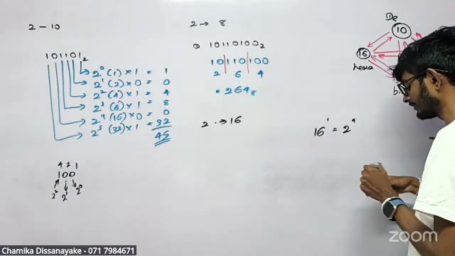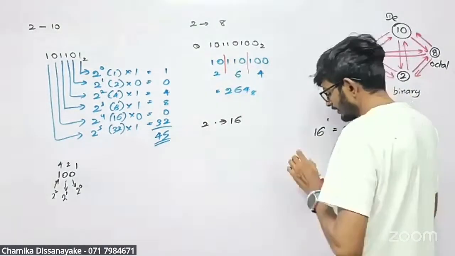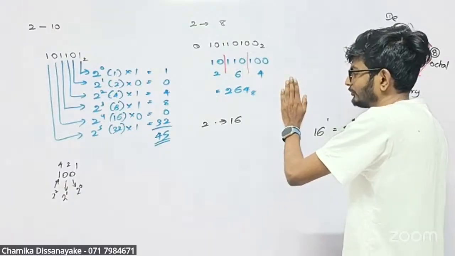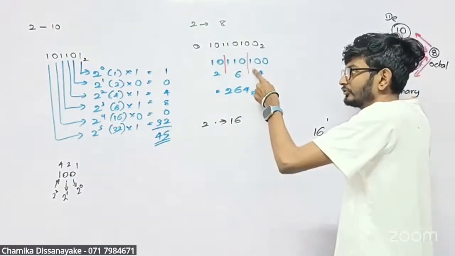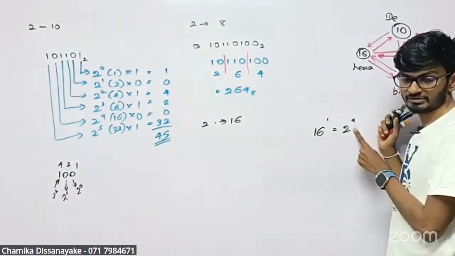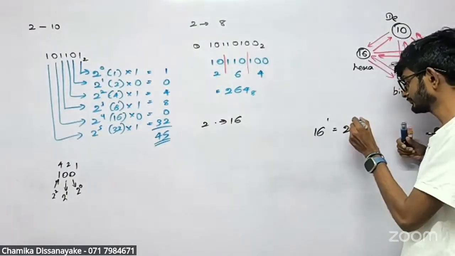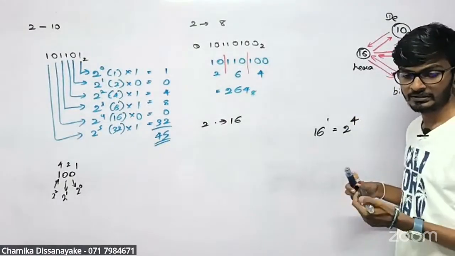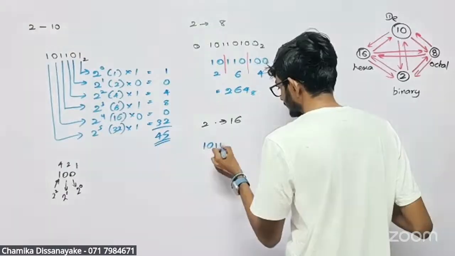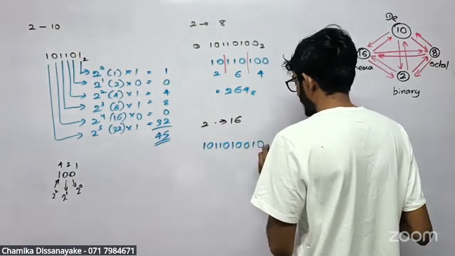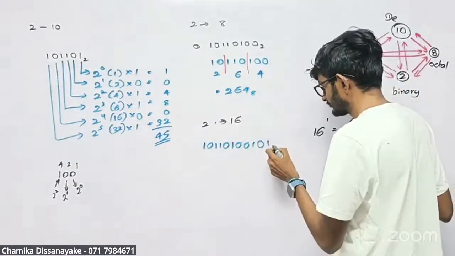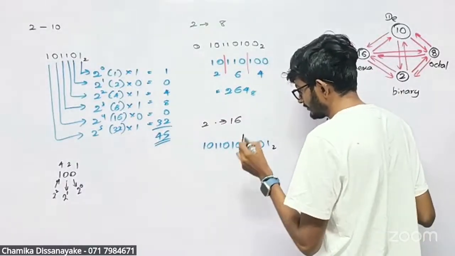In that case, we are going to use the same method, but the clustering, the grouping will be different. So here we have used group of 3 bits. Here we need to use group of 4 bits. Here we have 4. That will be the only difference. Here we have the value. We are going to group by 4 bits.